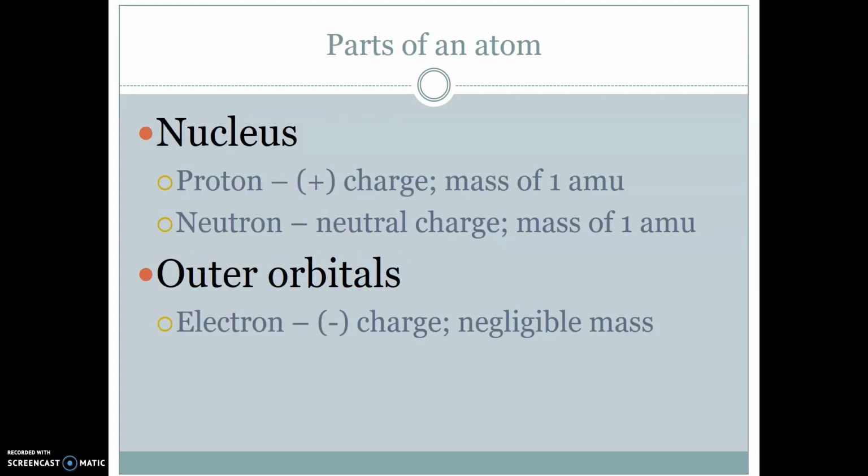So parts of an atom. We have our nucleus, which is the central portion of the atom. That includes our proton, which is positive. It has a mass of 1 atomic mass unit. And then we have a neutron that is neutrally charged and has a mass of 1 atomic mass unit as well. So all of the mass in the atom is located in the nucleus compared to the outer orbitals, which contain the electrons. They are negatively charged, but they don't have an important amount of mass. Electrons are going to be responsible for bonding. They're going to be responsible for the reactivity of the atom itself.